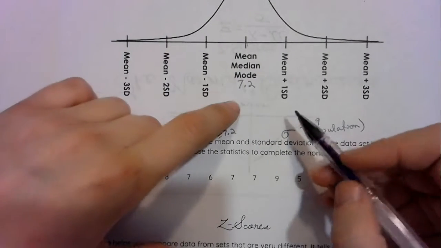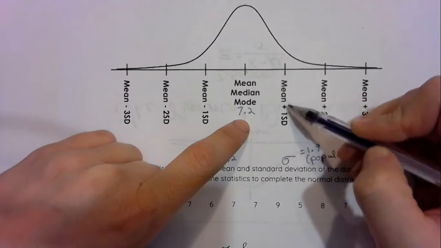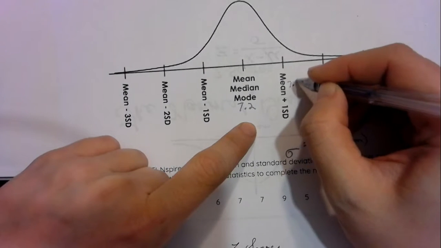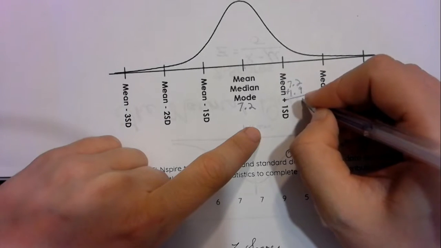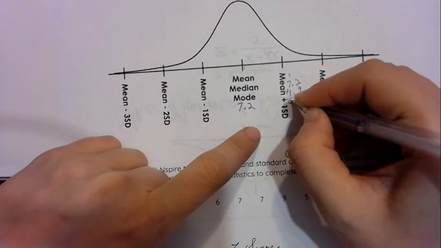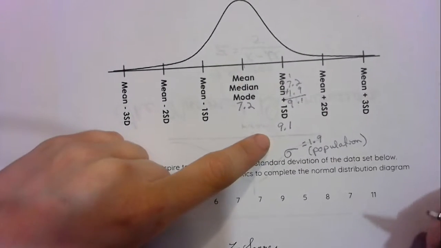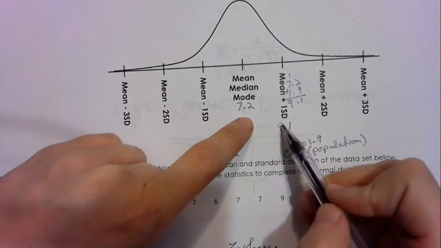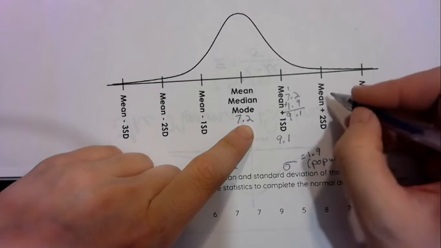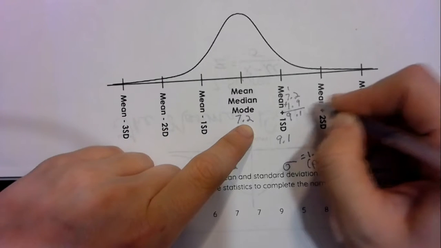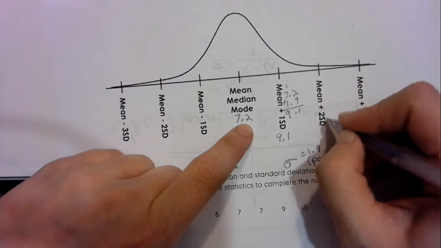What this means is that if I go one standard deviation up from the mean, I'm taking 7.2 plus 1.9, which gives me 9.1. So one standard deviation above the mean would be 9.1. And then go ahead and take what you got there and add another standard deviation to it.